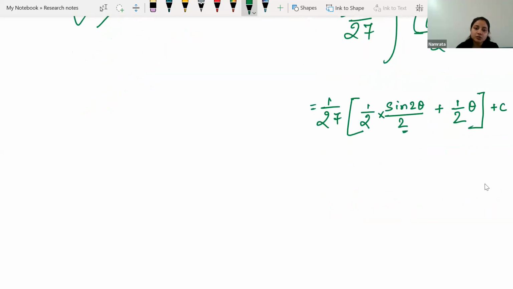Let's move ahead. So we are having 1 by 27 and here 1 by 2, 1 by 2. Okay, let's write it as it is. 1 by 27, here we are having sine 2 theta over 4 plus 1 by 2 theta plus C. We will be doing back substitution. See our options first.